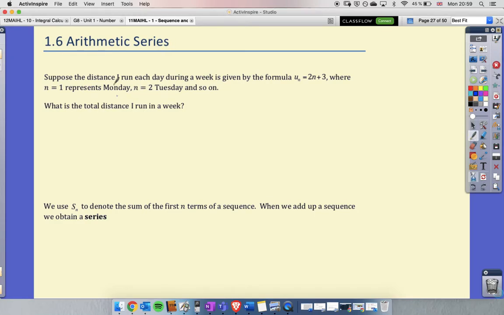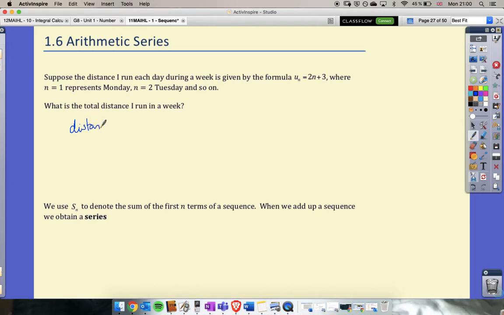So here it is. We're looking at running each day during a week and the distance of the run is provided by a formula where n represents the day of the week with 1 being Monday. So to find the total distance that I run in a week, of course, we're going to have to substitute into that formula. So when n is 1 on Monday, I will get 2 times 1 plus 3 is 5.